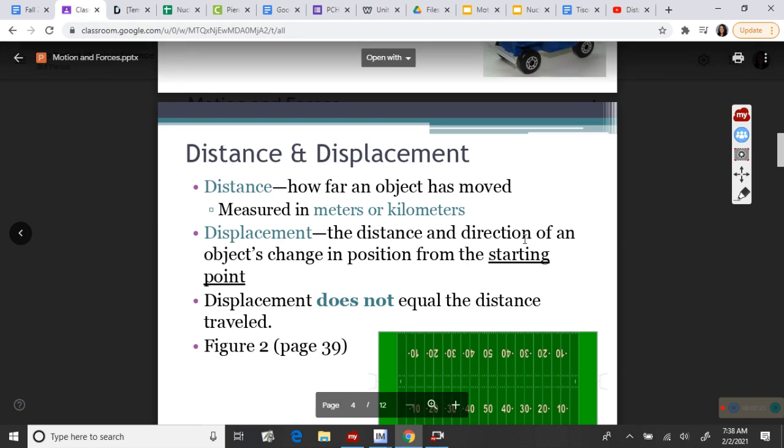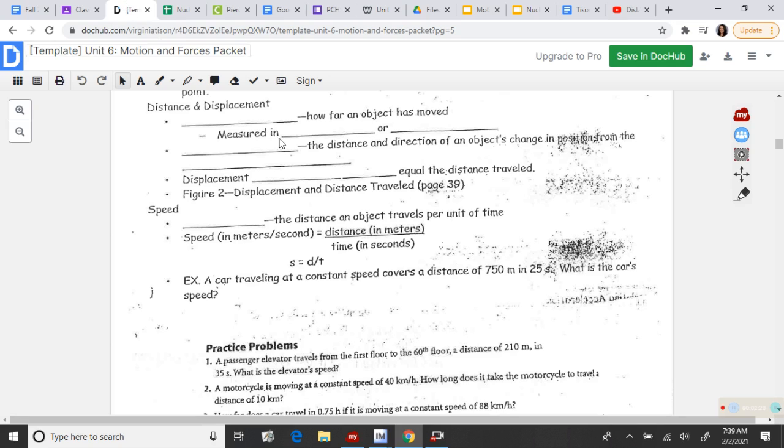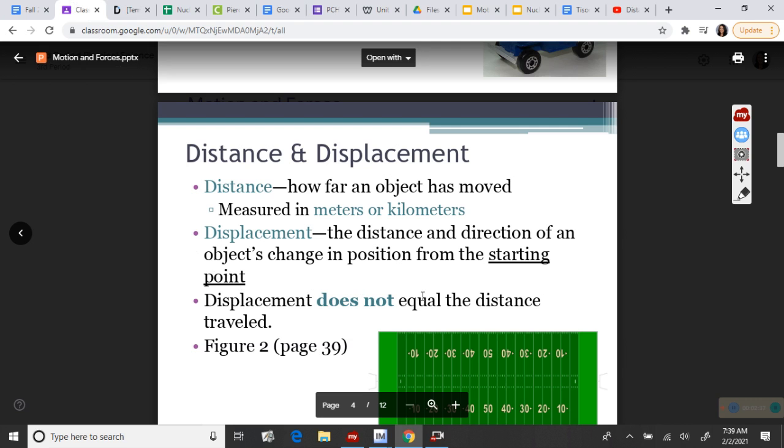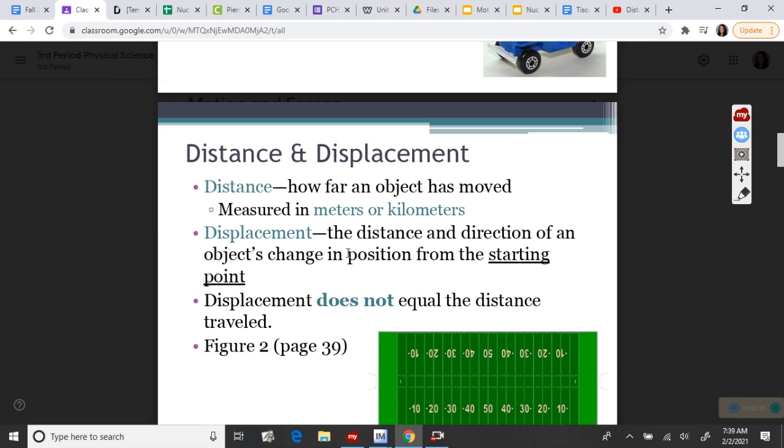Displacement is the distance and direction of an object's change in position from the starting point. Now, displacement does not equal the distance traveled. So let's just say this. Displacement is how far you are from where you started. If you leave your front door and you run 5 miles, your distance traveled has been 5 miles. But if you end up right back on your doorstep, you are 0 miles from where you started. Your displacement will be 0 because you are the same place you started.